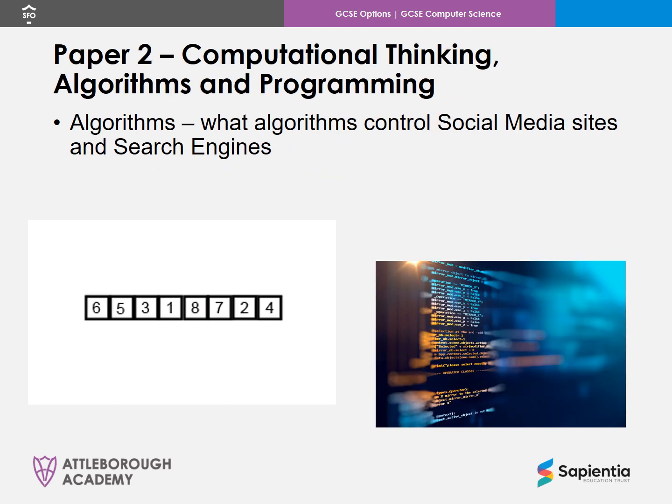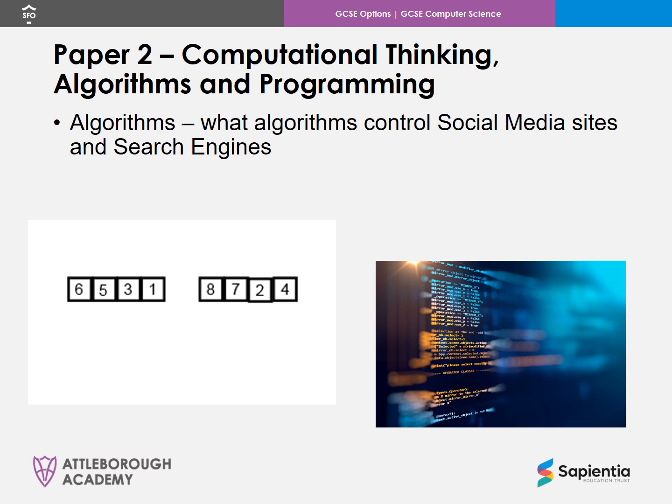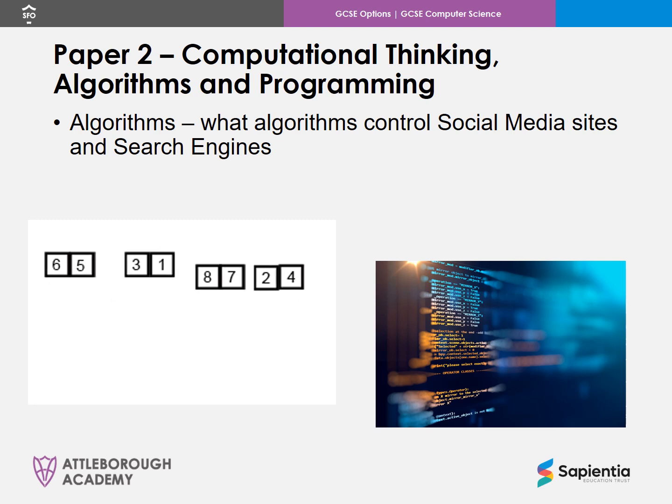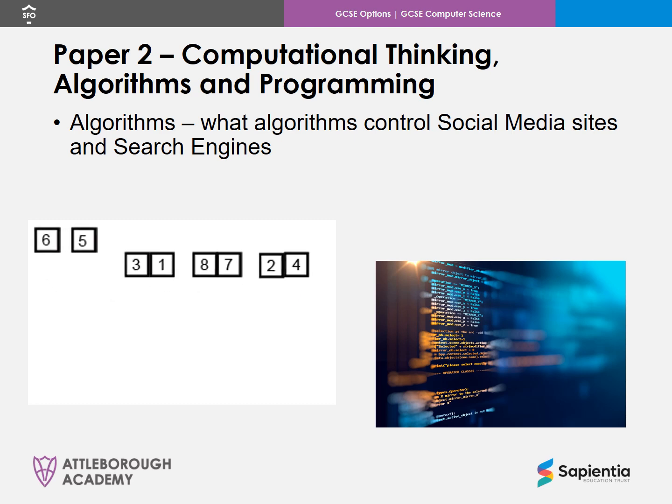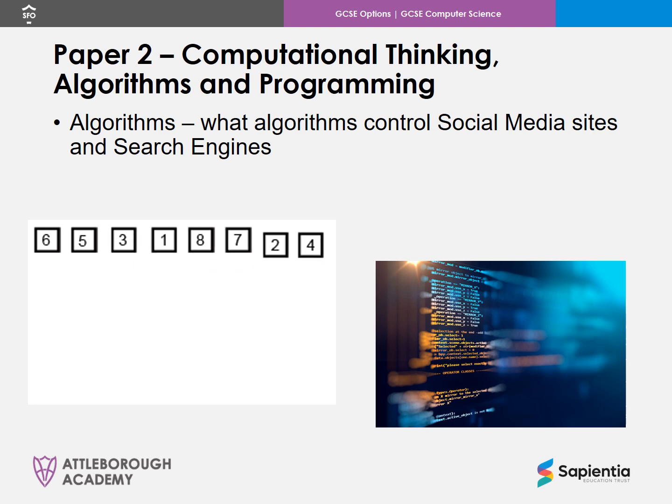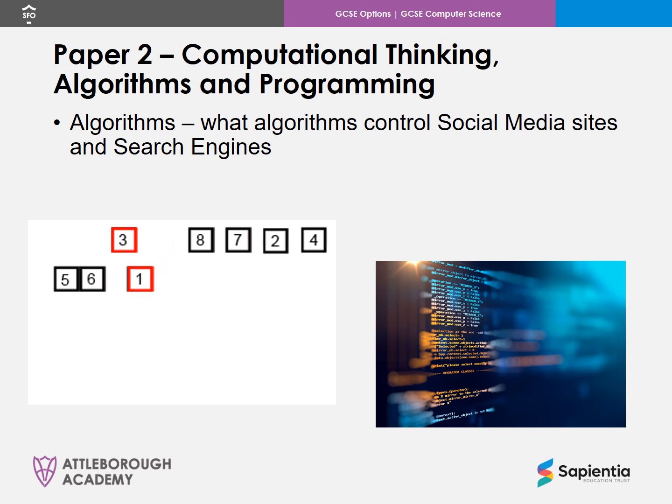In paper 2, we look at some of the traditional computing algorithms that control our search engines and control our social media sites, such as searching and sorting algorithms. And we'll also look at the skills that you need to be a good computational thinker, those skills that you need to be able to solve problems with or without a computer.